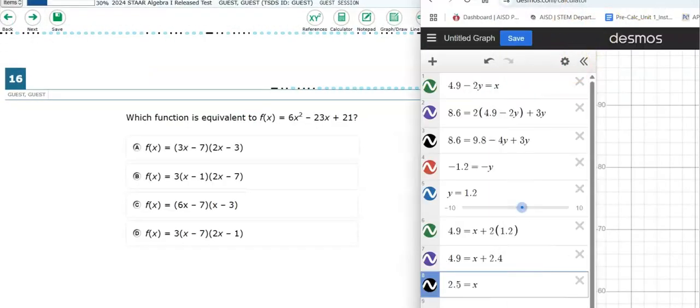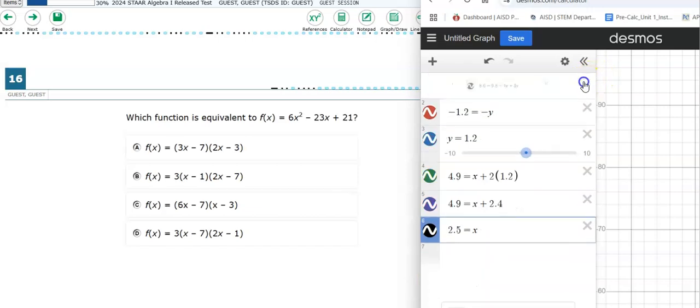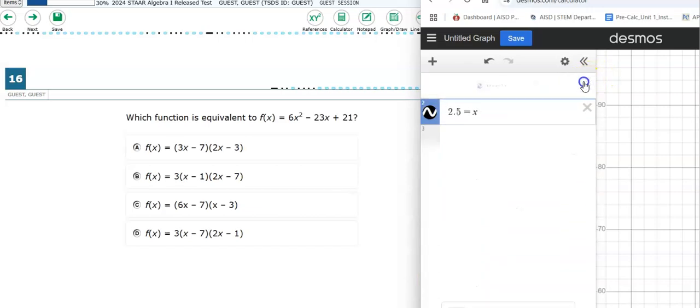Okay, so there's a couple ways we can do this. One is how I taught you how to factor. This is a very challenging factoring question because that's 6. Normally we would find factors of 21, but there's a 6. So you actually do 6 times 21, and 6 times 21 is 126. And what I want to do is find factors of 126 that add up to 23.